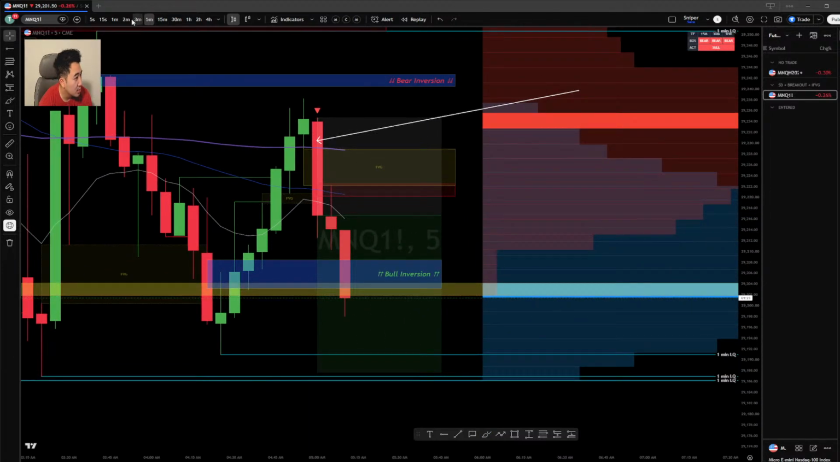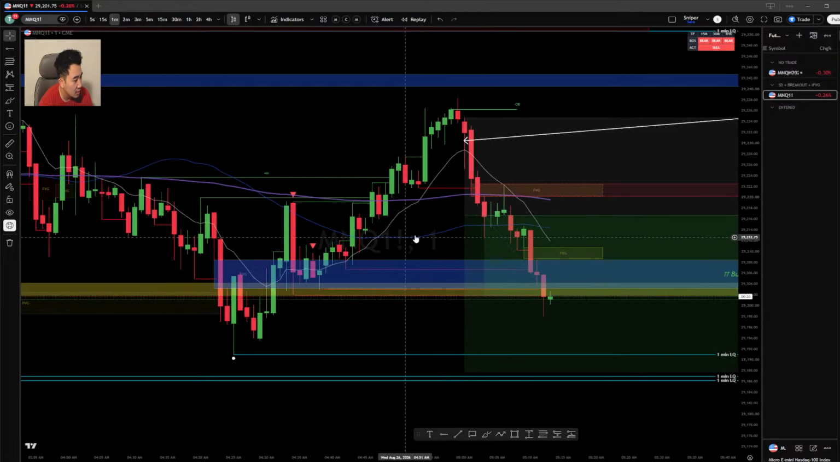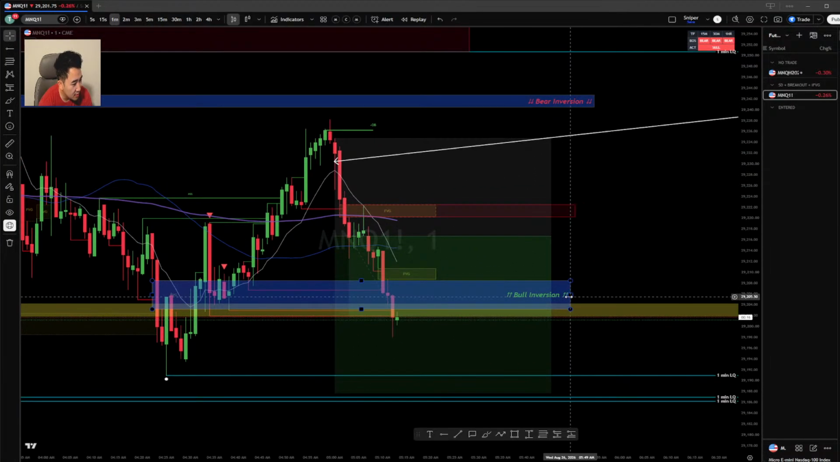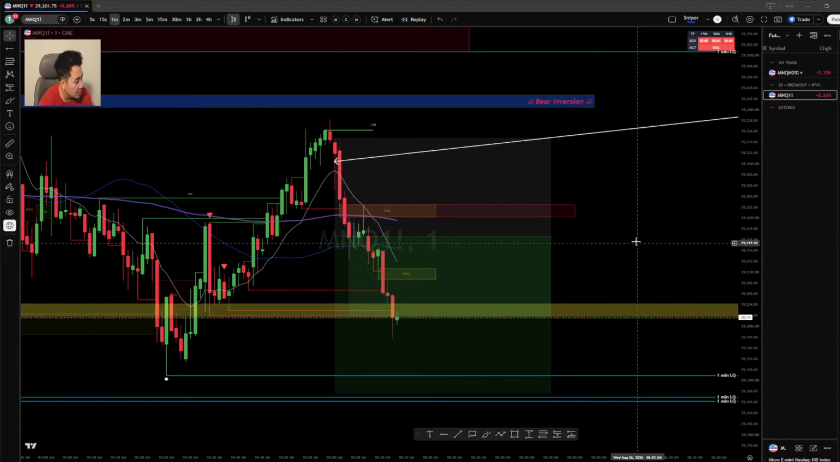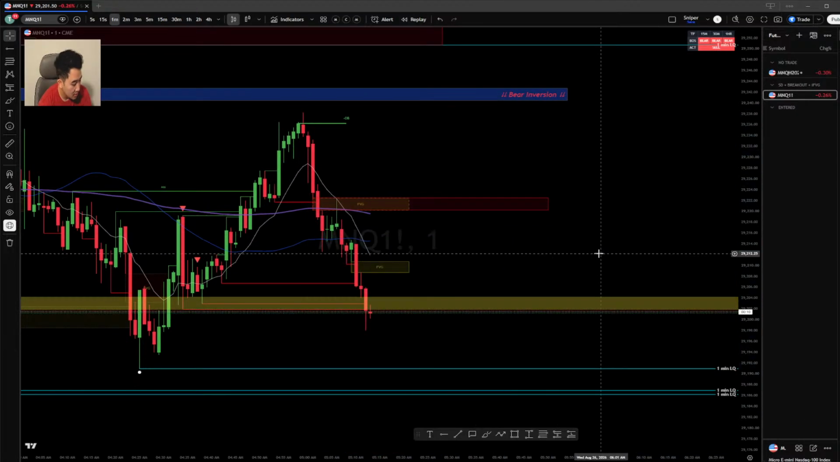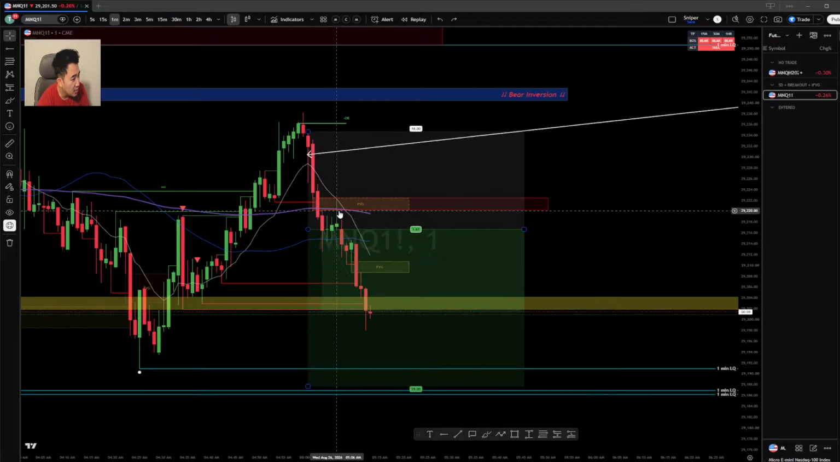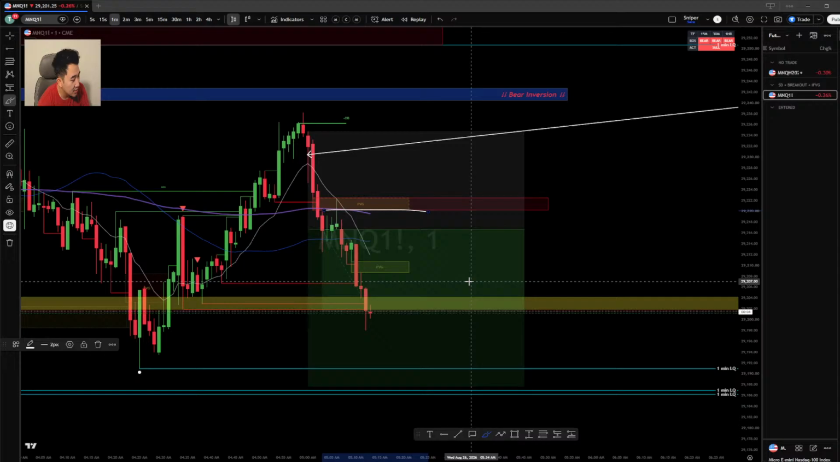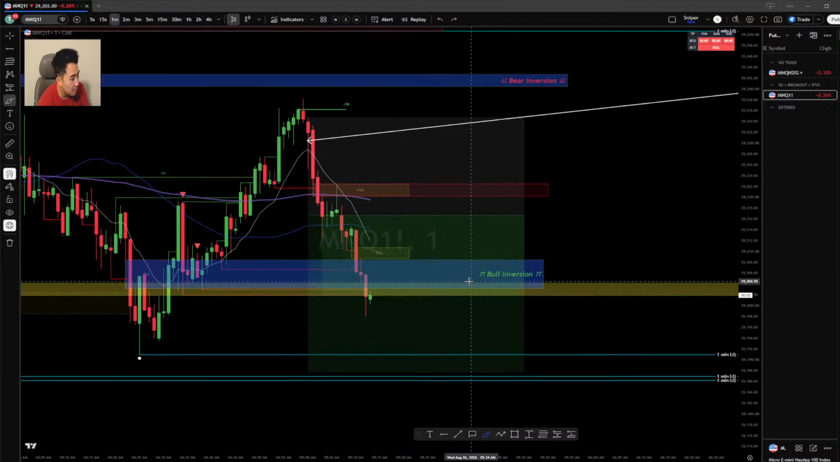Let's see if we could get one more trade in, if I can find another setup. This bullish inversion zone, we delete that one. That one is broken. We're going to delete this. And yeah, I got in a little bit up at the top here when it bounced off that bearish gap.